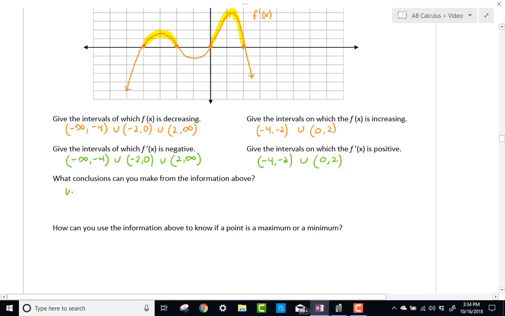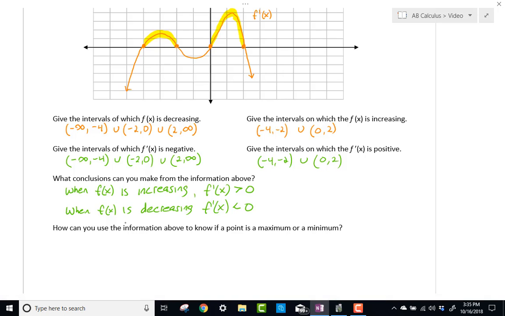All right. What conclusions can you make from the above information? And again, we've talked about this numerous times. When f of x is increasing, f prime of x is greater than 0. Now you'll notice that I use that in terms of f of x. I saw f of x first, so I said when f of x is increasing, then f prime of x is greater than 0. Likewise, when f of x is decreasing, f prime of x is less than 0. Okay? But that rule does go both ways. If f prime of x is greater than 0, then f of x is also increasing. So if I would have seen the graph of f prime of x first, I could have worked my way backwards to f of x.